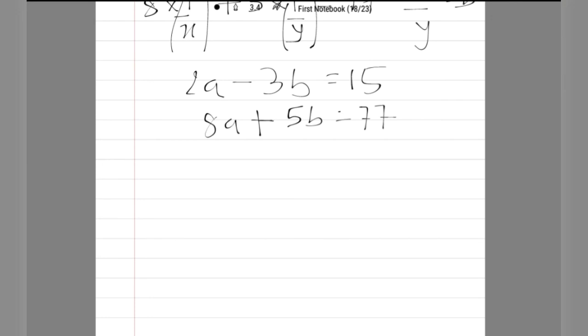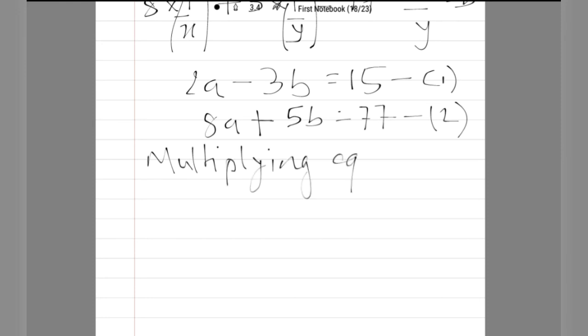So let's see. I am going to use the elimination method for solving these two equations. So for that we need to multiply equation 1 by 4. So multiplying equation 1 by 4.